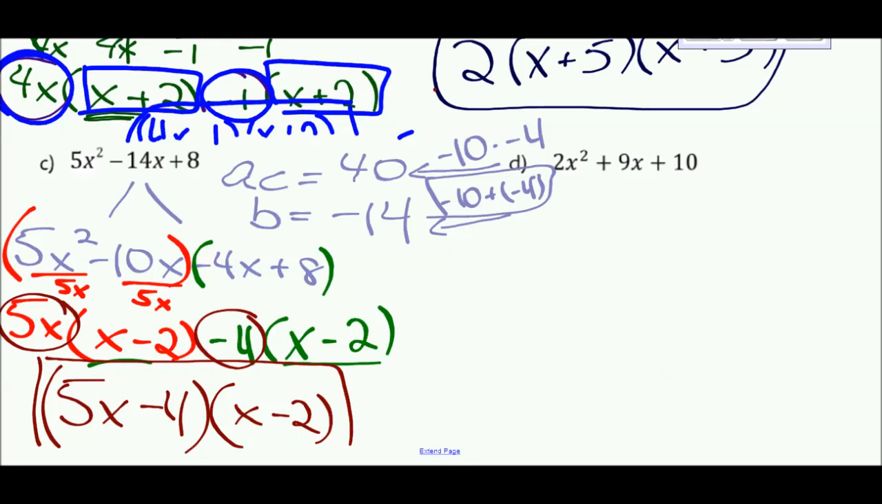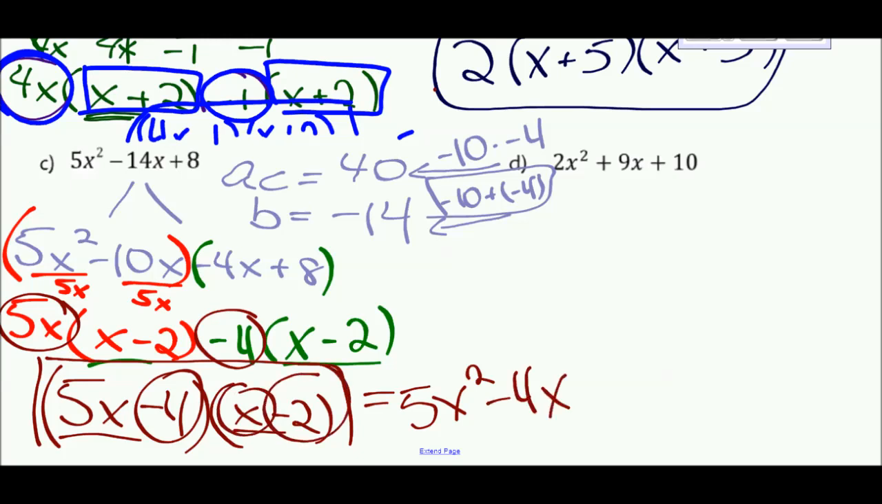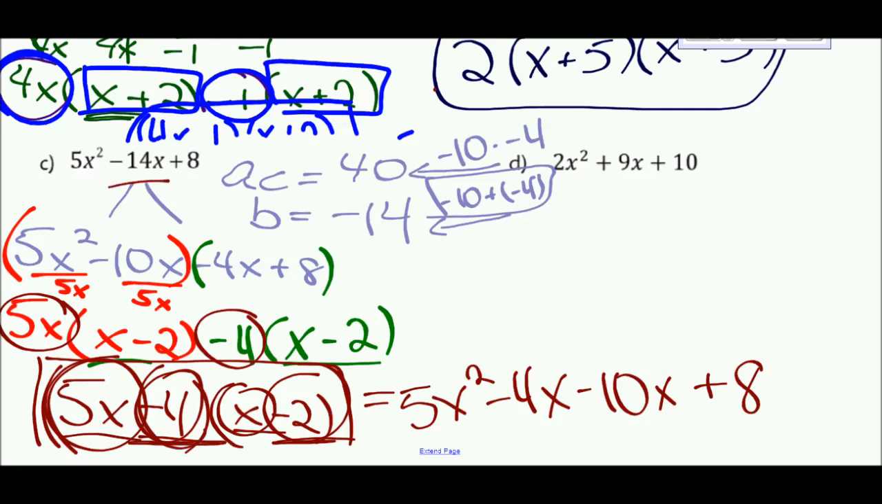You want to check it. Actually, if this is a multiple choice question, I might not do that. If there's answers there, I might FOIL those out and see which one would give you that. But you can always check your answer that way, at least. FOIL that back out. 5x times x, 5x squared. Negative 4 times x is negative 4x. Negative 2 times 5x is negative 10x. And then negative 4 and negative 2 gives us positive 8. You combine those like terms and you get that negative 14x. So I'd work backwards.